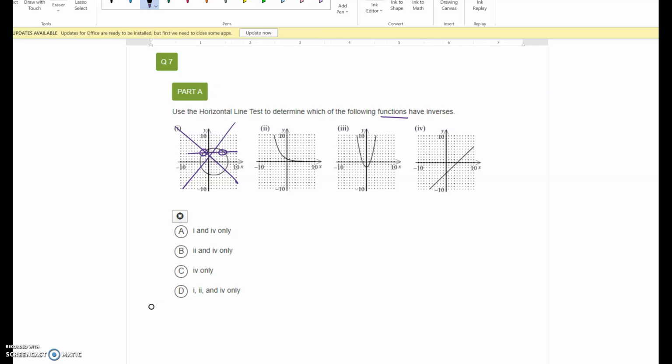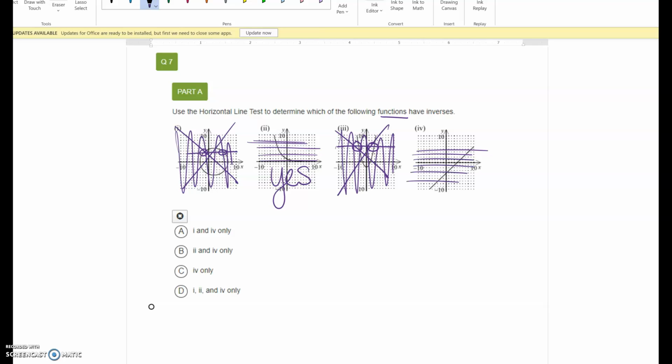In number 2, a horizontal line, no matter how many horizontal lines you draw in here, each horizontal line is only going to touch 1 point at a time, so yes for 2. 3, a horizontal line touches 2 points, so no. So 1 is a no, 3 is a no. 4, you could put an infinite number of horizontal lines through here. Each horizontal line will only touch 1 point at a time, which means that yes, 4 is good. So 2 and 4 are good. 2 and 4 only.